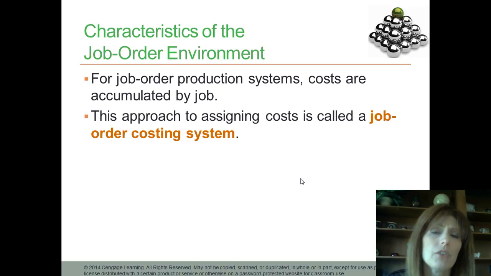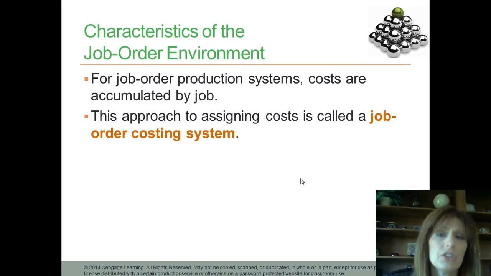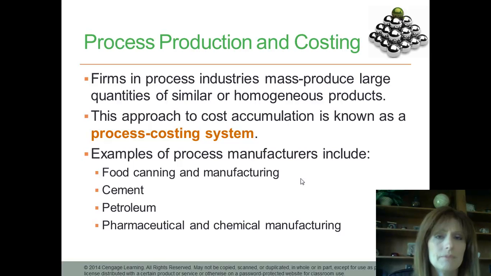So in a job order environment, we're going to accumulate costs by job. Okay, so we're going to have a job order costing system. That means we're going to keep track of what happens for a particular unit or a particular service that we're doing. So if you go into your dentist's office, they don't just say, oh, here comes another one, and check you off. They keep track of what you're doing. Okay, we did a cleaning, we did a filling, and for you, they're tacking on each individual cost and adding it up, and they're going to charge you that.